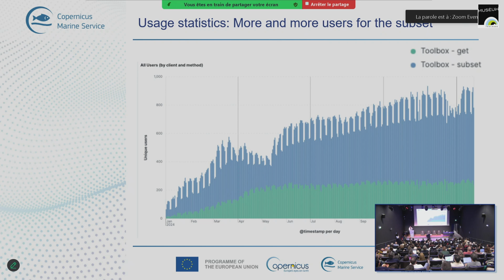We can see that it's increasing actually, the subset, and that the get is quite constant since the change from the DU to the MDS services, and that we don't have a lot of temporality, so the weekends and the holidays are not that pronounced. So we have a lot of actually operational users that have the toolbox in their automatic processes and pipelines.